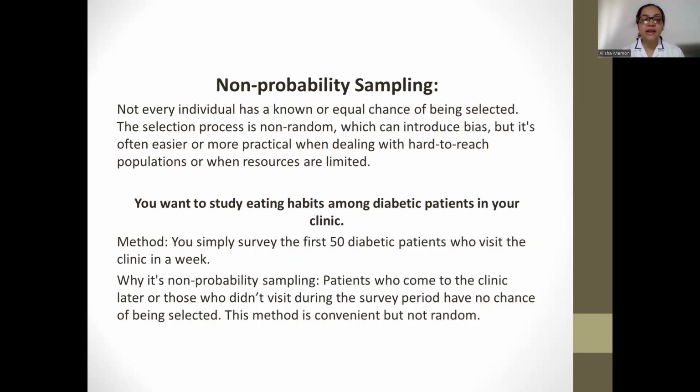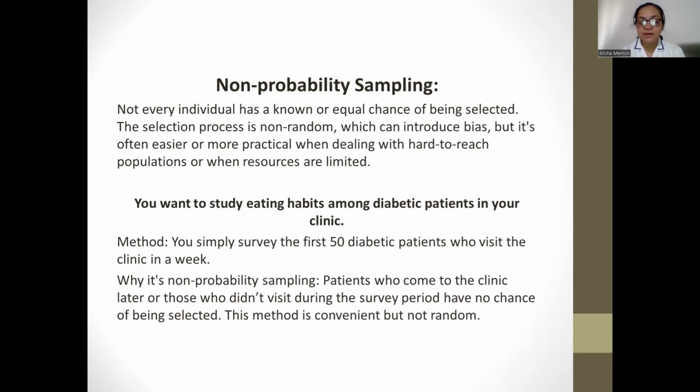Talking about non-probability sampling, here not every individual has an equal chance of being selected. The selection process or the recruitment process of samples is very non-random, which can introduce bias, but it's much easier and convenient when accessibility is an issue or when resources are limited.